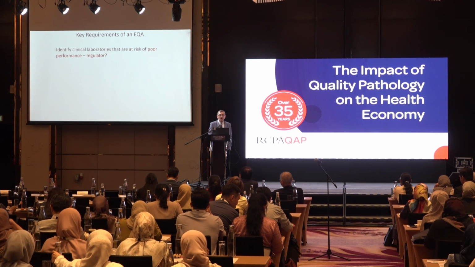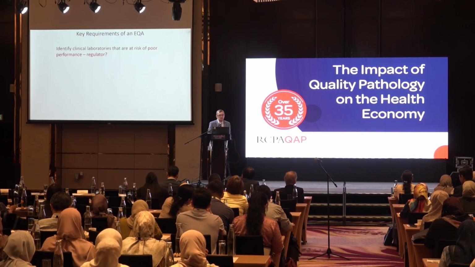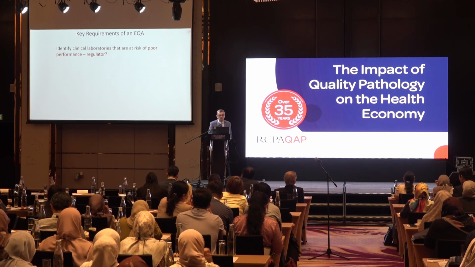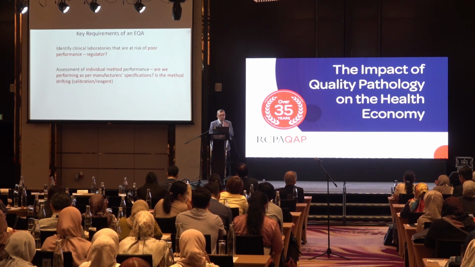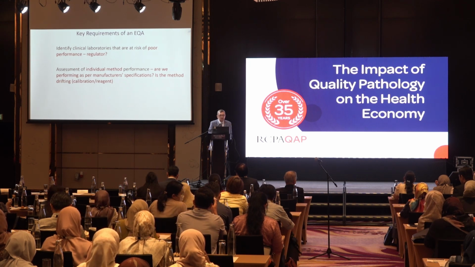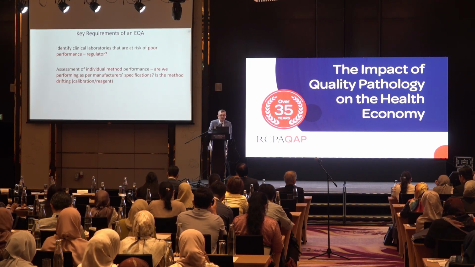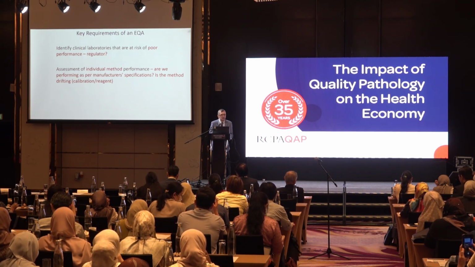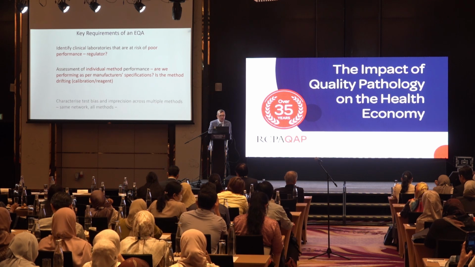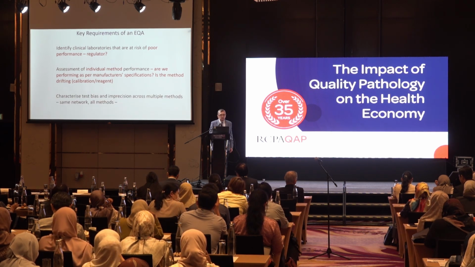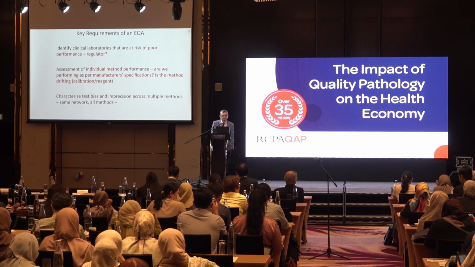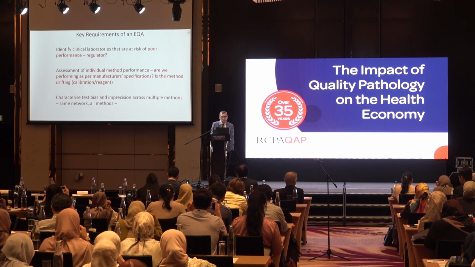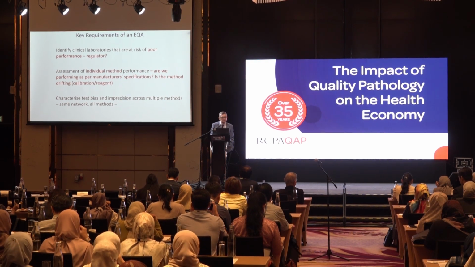Okay, so let's talk about that. So what are the requirements of EQA? Well, really, in terms of EQA programs, it's really to identify laboratories that are high risk if you're a regulator. If you're a laboratory, you want to identify methods that are not very good. So we want to identify is the lab performing as well as the method allows them to. And we also, across different methods, we want to characterise bias and imprecision. That's what we don't do very well. Or if we do it, we ignore it.